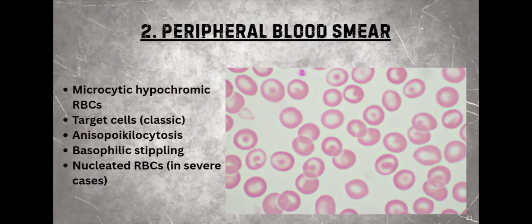And this is the peripheral blood smear where we can see microcytic hypochromic RBCs, target cells, anisopoikilocytosis, and basophilic stippling. In this slide, we cannot see basophilic stippling, but usually it will be present in thalassemia, and nucleated RBCs only in severe cases.